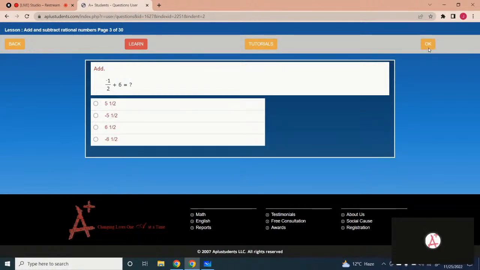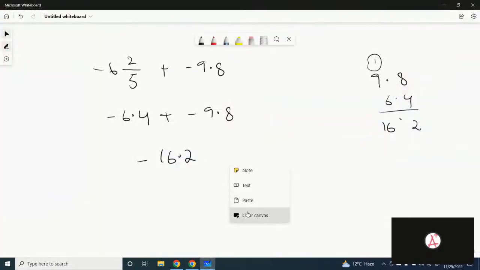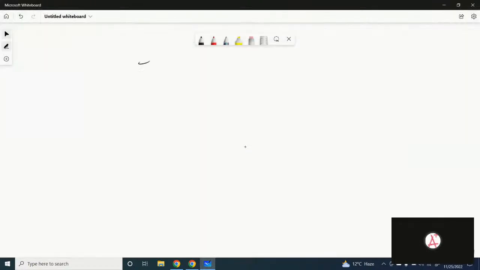Okay, you have negative 1 by 2 plus 6. Let's start with the one. Negative 1 over 2 plus 6. So you're adding a positive and a negative number. The answer must be a negative number.